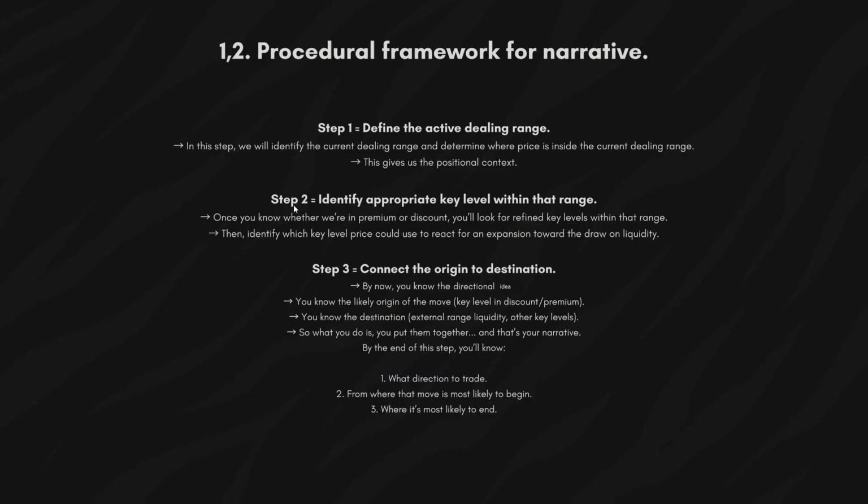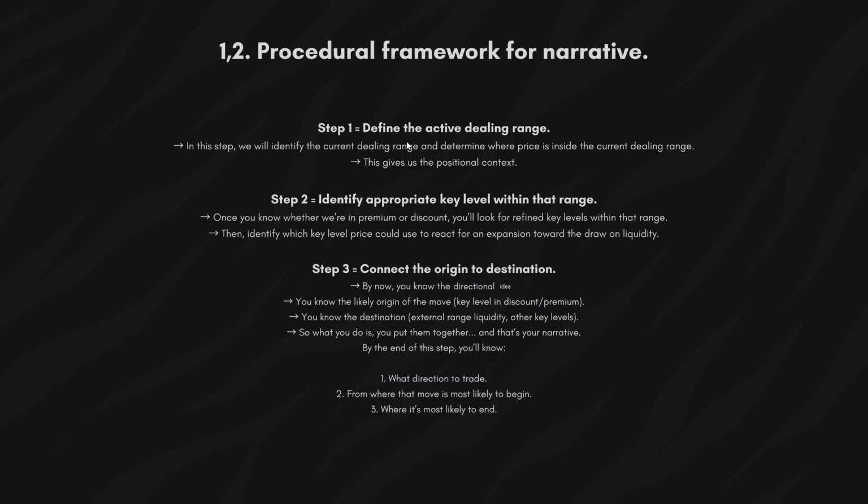Then the second step is we identify appropriate key levels within that dealing range. Okay, once we've defined and identified a proper, relevant dealing range, we then move on to the second step, which is that we identify appropriate key levels within that dealing range. And we also identify which key level price could use to react, or which key level price could use as a catalyst for an expansion move towards the drawn liquidity.